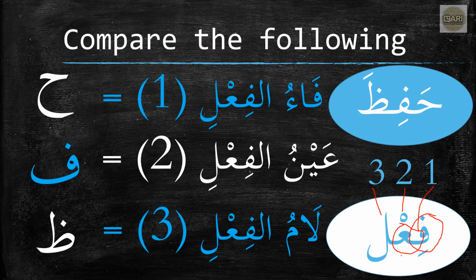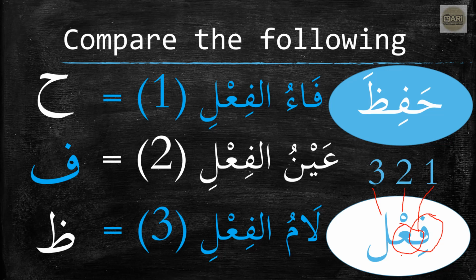And so in the verb hafidha, what is the lamul fi'l? It's dha. Why is dha referred to as the lamul fi'l? Because it is the third letter of the verb hafidha, and lam is the third letter of the word fi'l. And so it is the lam, the last letter of the word fi'l.